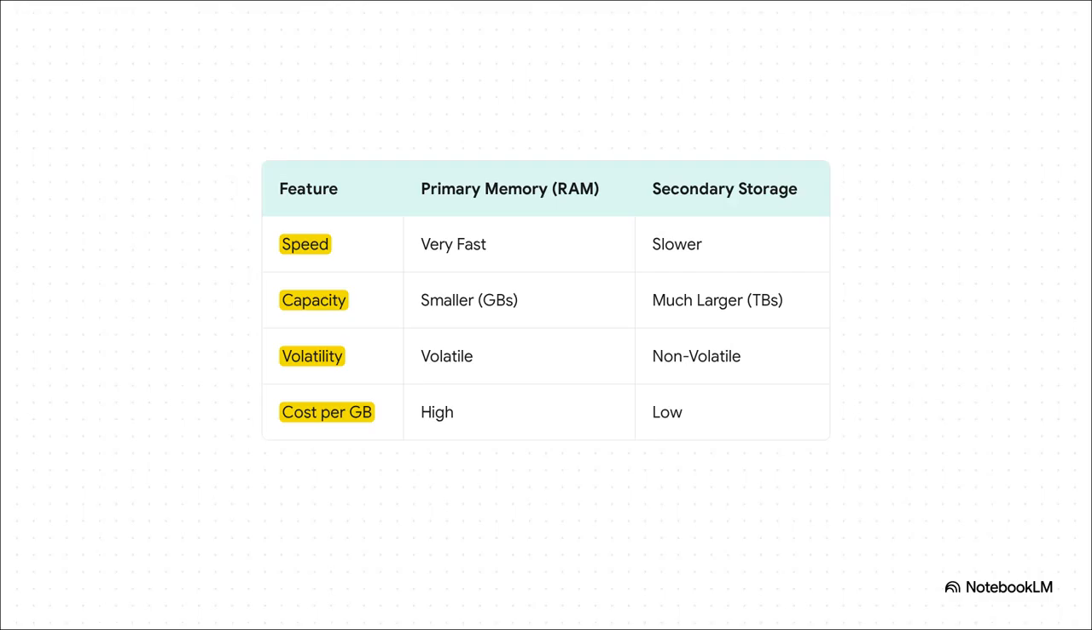And this table really lays out the essential trade-off. Primary memory, like RAM, is wicked fast, but it's expensive, and you don't get a whole lot of it. Plus, it's volatile, right? It forgets. Secondary storage, like your hard drive, is a bit slower, but it gives you massive amounts of space for a much lower price. And, most importantly, it's non-volatile, so it remembers everything, even after you shut down.